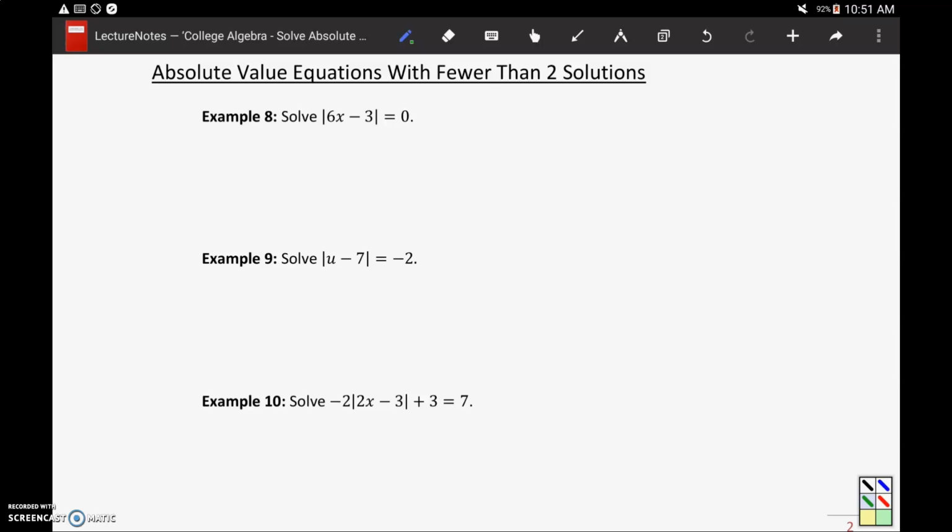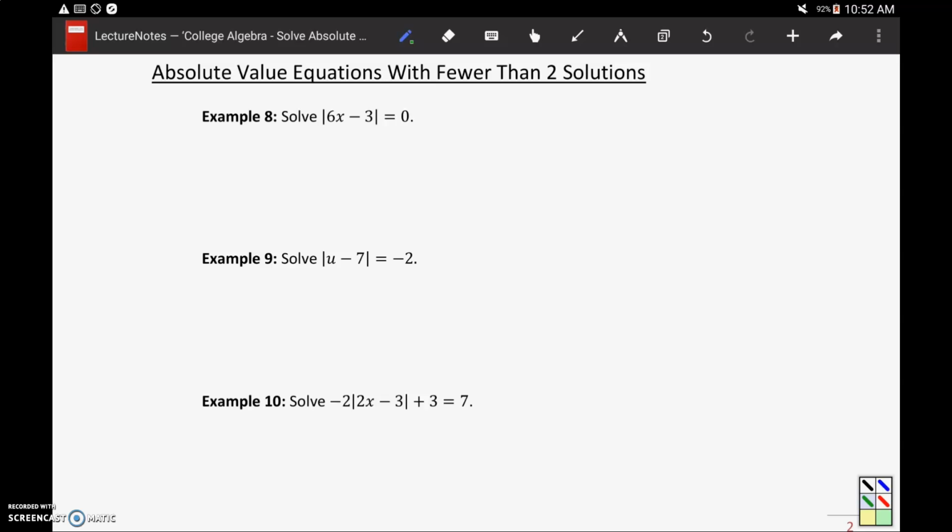In the examples we've covered so far, every problem ended up with two solutions. But that won't always be the case when we solve these absolute value equations. In the next three examples, we want to take a look at some of those cases where we end up with fewer than two solutions.